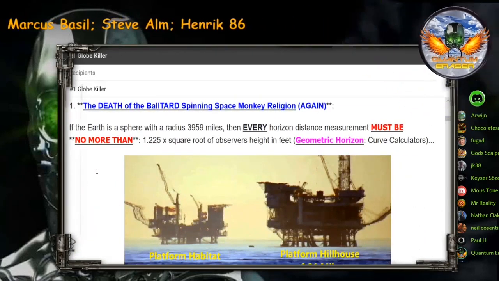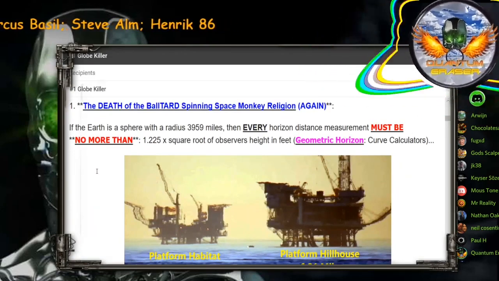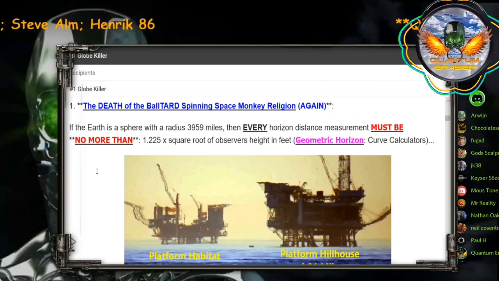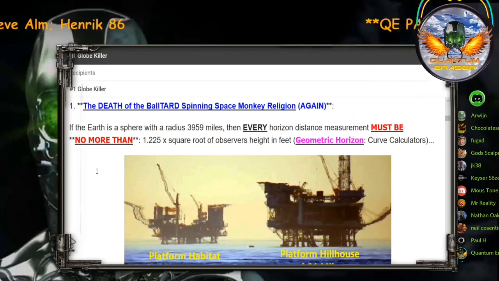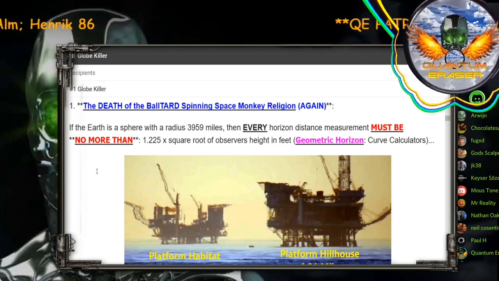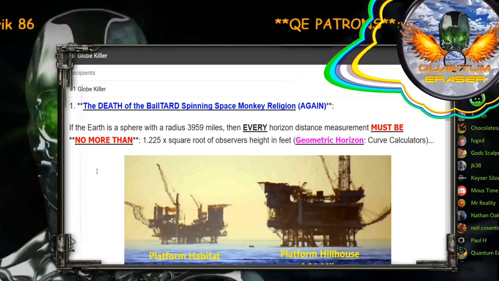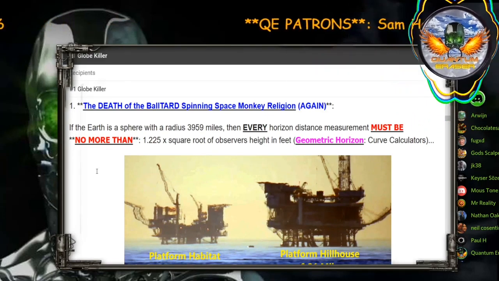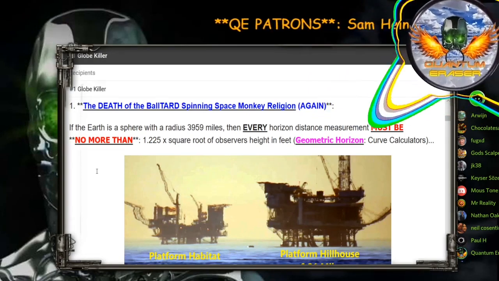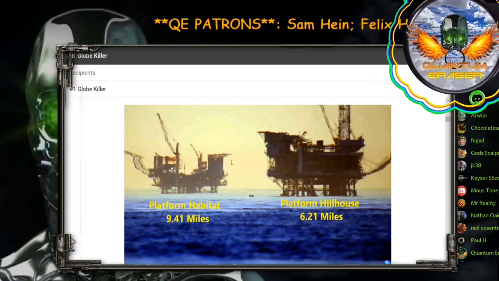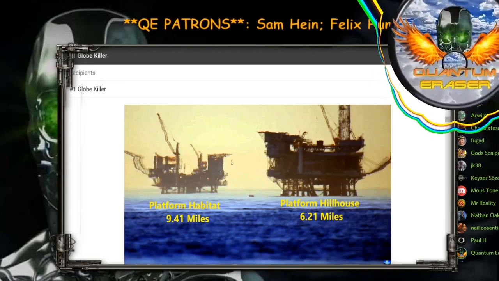The death of the ball-tarred spinning space monkey religion. Again. If the Earth is a sphere with a radius of 3959 miles, then every horizon distance measurement must be no more than 1.225 times the square root of the observer's height in feet. That's the geometric horizon. This is the Black Swan photo.